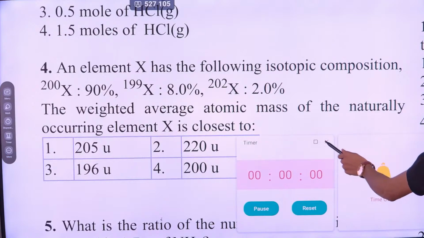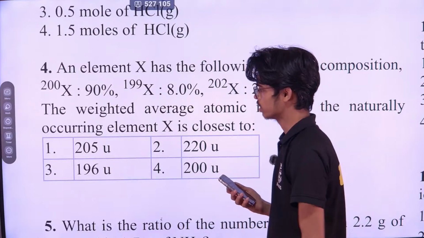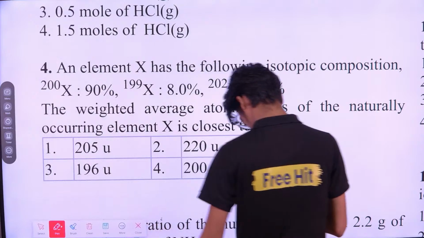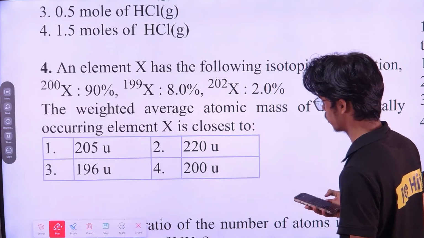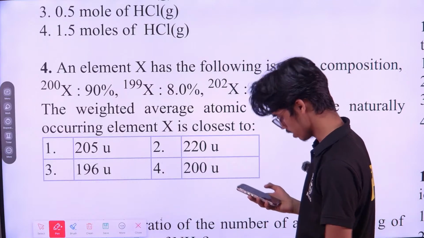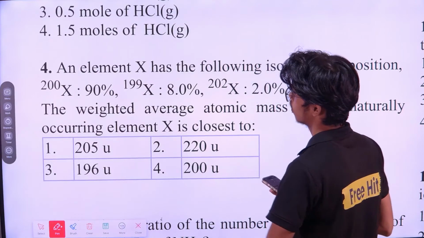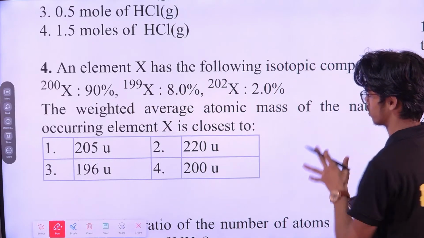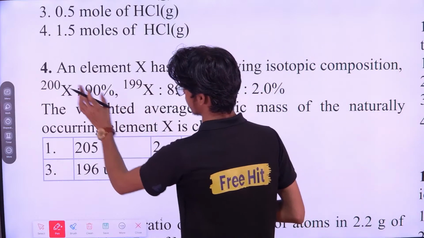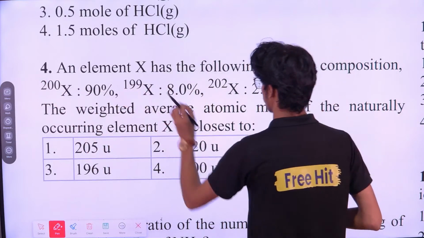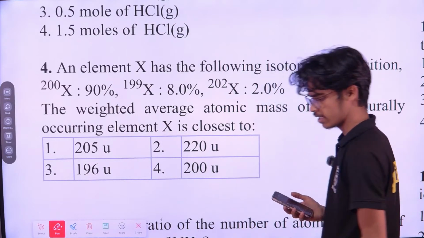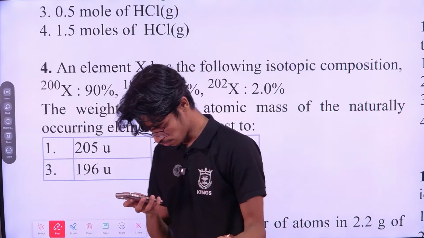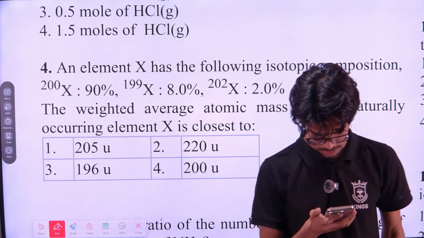Okay, time's up. Now let's see what is the question. Question number 4. I think it's option number 4, sir. Let's see if it's option number 4 or not. Priya has answered option number 4. An element X has the following isotopic composition: 90% is this element, 8% is this element, 2% is this element. I will tell you how to calculate option number 2. Priya is saying option number 4, Kanishka is saying option number 2. Let's see who's right.